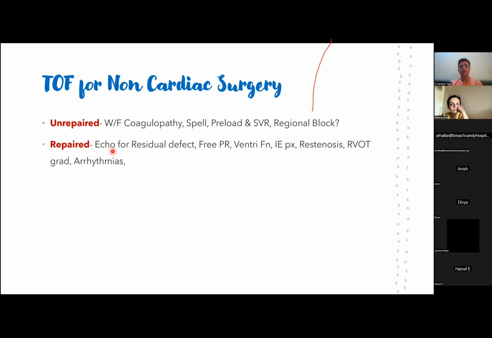For repaired TOF, in echocardiography, I think one should look for residual problems, free PR, ventricular functions, and infective endocarditis prophylaxis. Is there any restenosis present after surgery or not? RVOT gradients and arrhythmias, are they there or not? After checking all these things, one can think about how high risk this non-cardiac surgery is, and then give anesthesia accordingly.